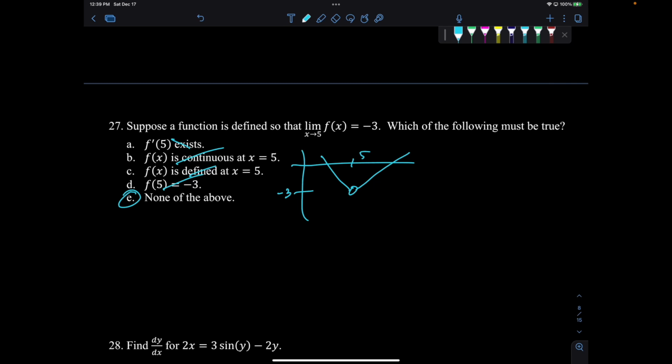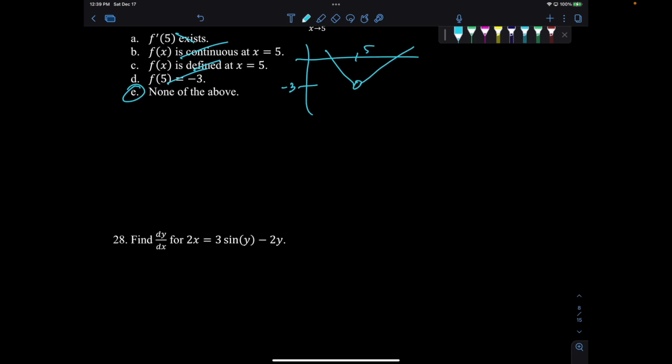What you want to do is try to get as few assumptions into your graph as possible. The problem didn't say the function was differentiable. It didn't say the function was continuous. So try to draw something that satisfies it that is not continuous or differentiable, because it might unlock answering the question. All right, let's look at the next one.